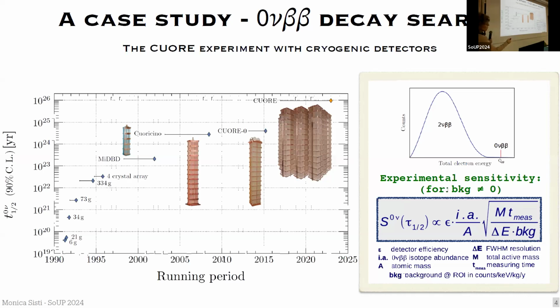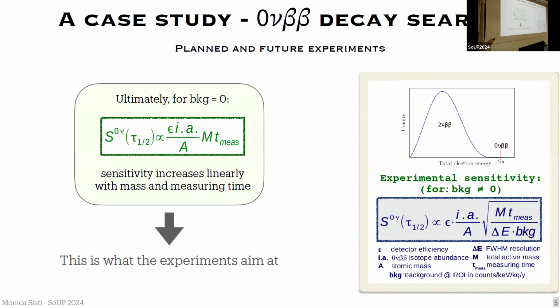But what is even more interesting in this formula is that if you reduce the background as much as you can, and you reach the background equals 0 regime, then the sensitivity to the neutrinoless channel increases linearly with the mass of your detector and with the measuring time. And this is, of course, very appealing, and this is what all experiments are aiming to. So that's another strong point to reduce background.